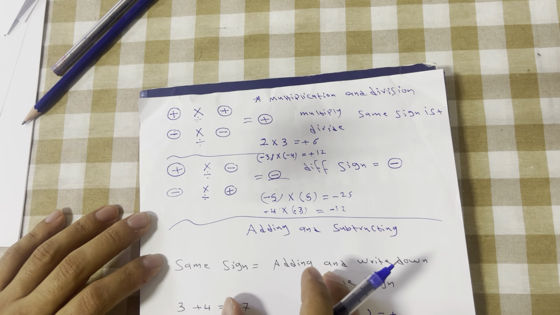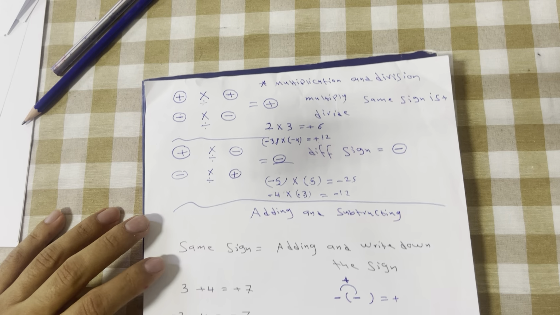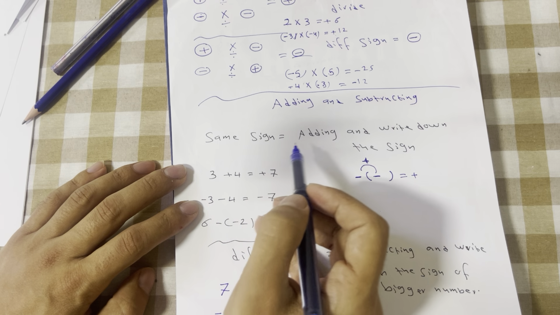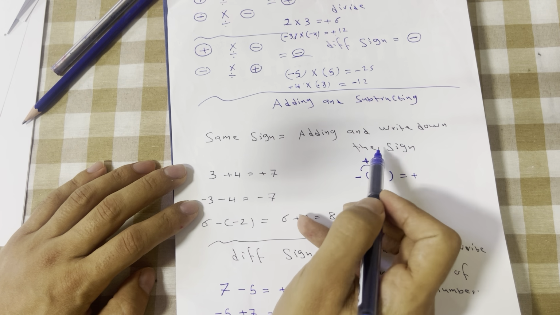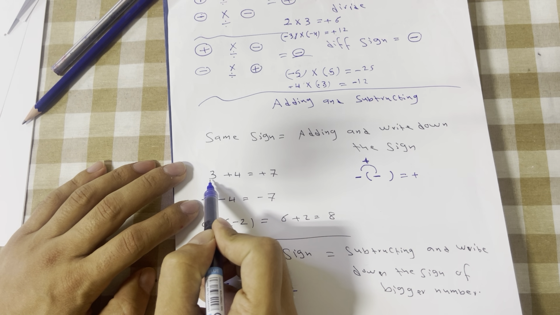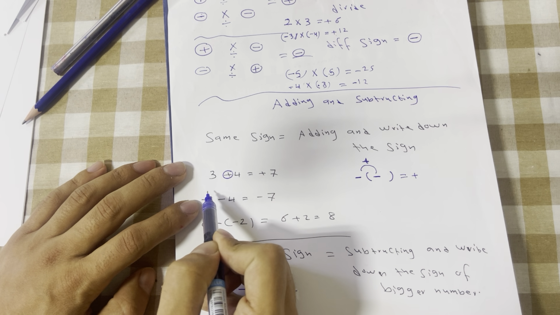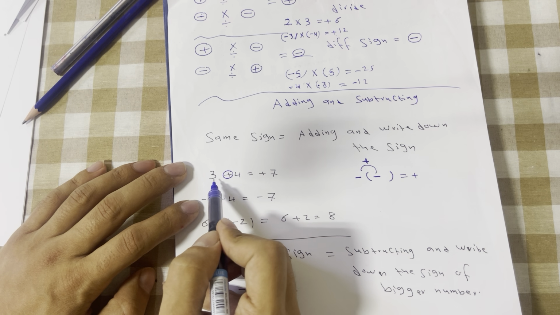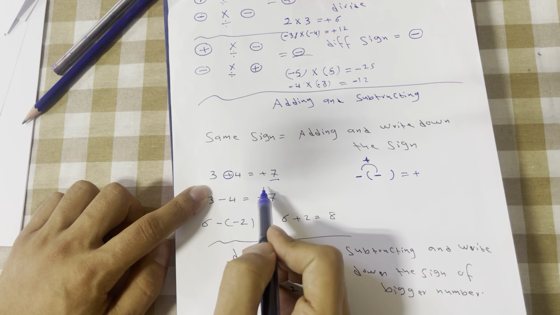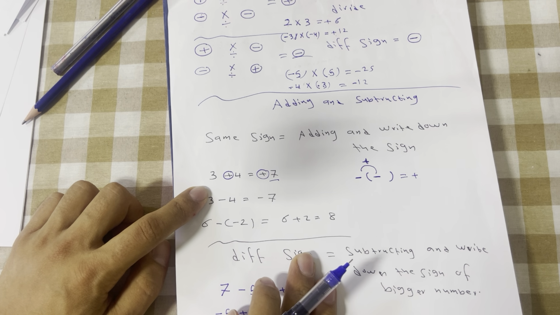Okay, about adding and subtracting, how to deal with the sign. Dears, look at here. Same sign means adding, and write down the sign. Look at here. We have 3, which is positive, and we have 4, which is positive, and we have plus between them. Because they have the same sign, we make a summation between them. 3 with 4 equals 7, and the sign is positive, so I have to keep the sign.